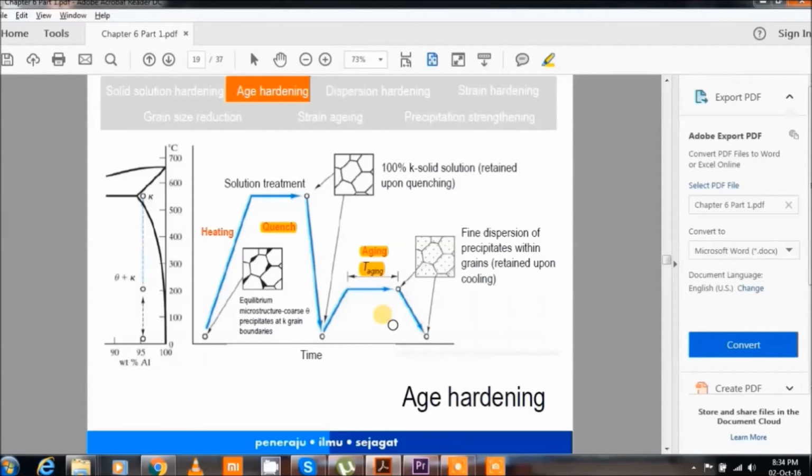So for instance, for quenching we give a dwell time of 1 hour. For aging, it's around 2 hours or more. Alright, so next, what happens to the material's microstructure when we do aging on it?